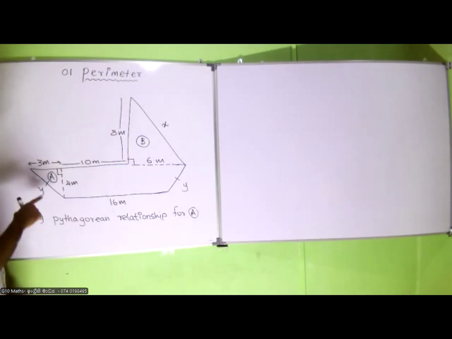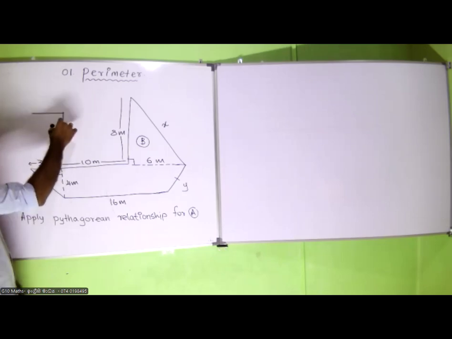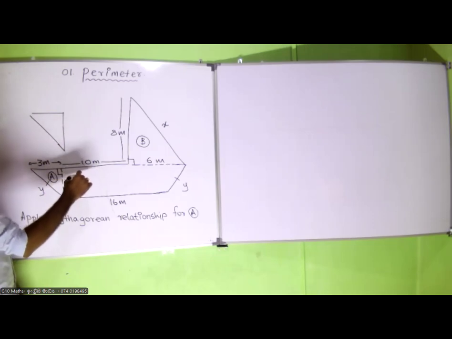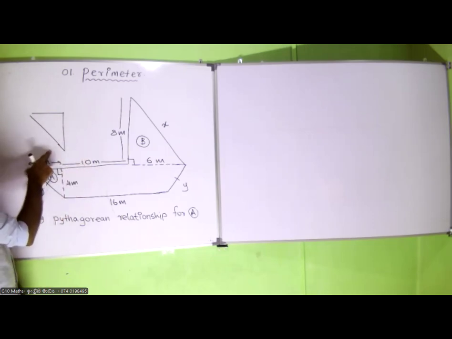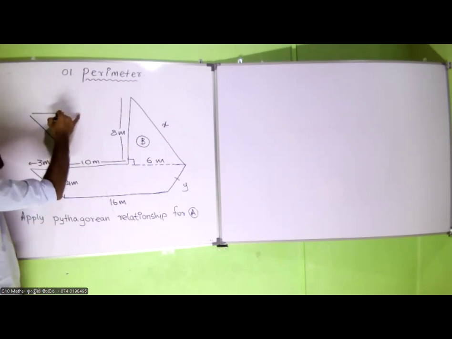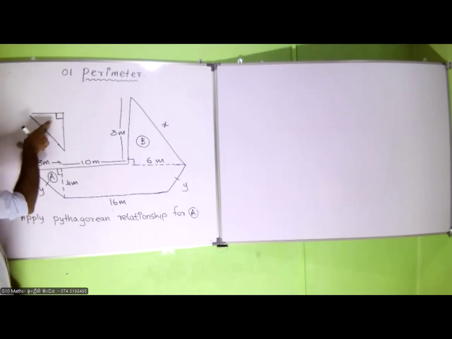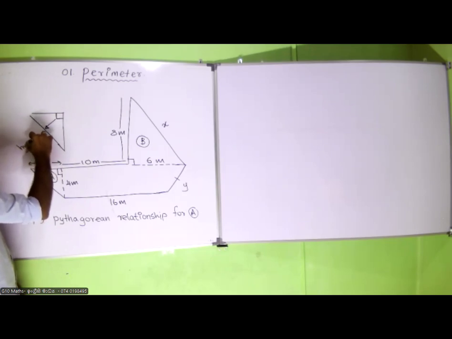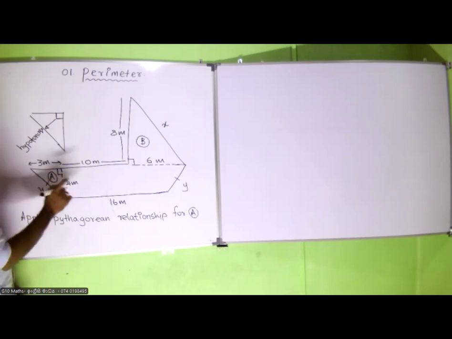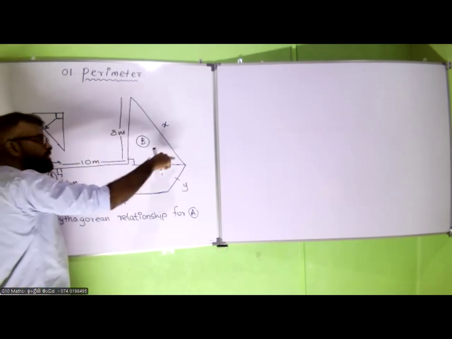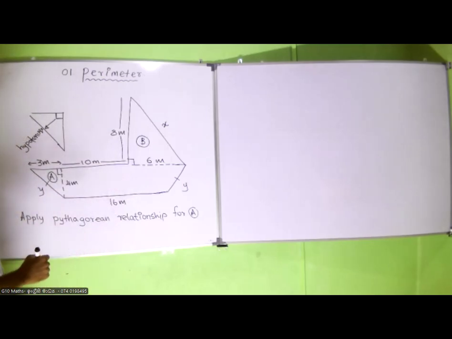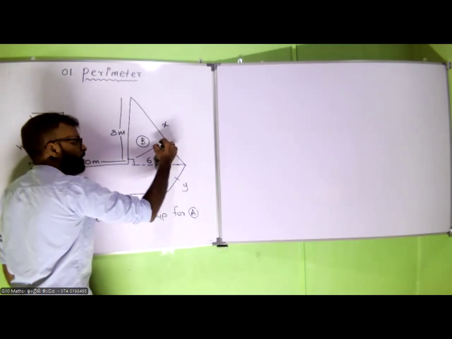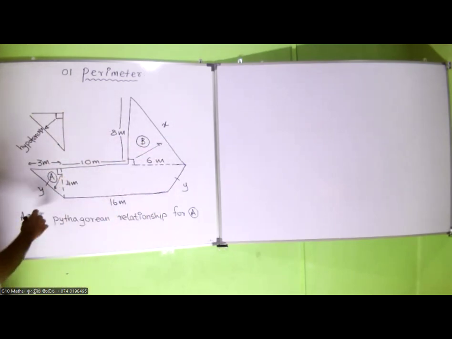So how are you going to apply it? This is the hypotenuse. How are you going to identify the hypotenuse? If this is a right angle triangle and you want to find the hypotenuse, you should search for the right angle. This is your right angle. In front of the right angle, you have the hypotenuse. Always, in front of the right angle, you have the hypotenuse. For this right angle triangle, this is the hypotenuse. So that is how we are going to find it. In front of the right angle, that length is the hypotenuse.